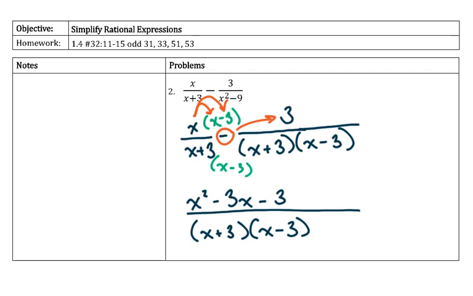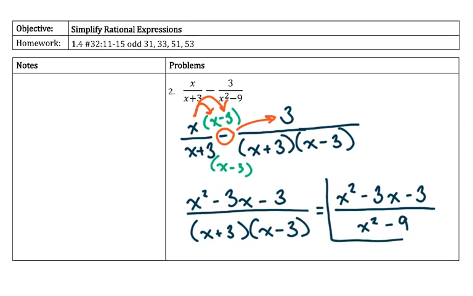This is not factorable, so I'm just going to erase this line a little bit short because I overdrew it. This numerator isn't factorable. There's nothing that multiplies and adds to -3. So then my final answer is x squared minus 3x minus 3 over, and just going to multiply these back together again, x squared minus 9 for our final answer there. Nice single fraction.